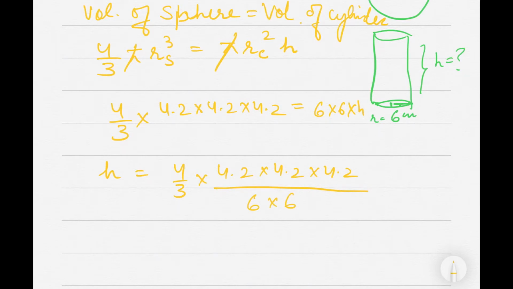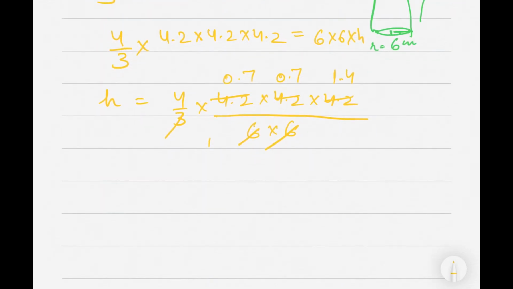Now I can say 6 0.7, this 0.7, and 3 1s are 3 and 3 4s are 12. So this is my answer. Now I have to multiply all these things and then I will know the answer, right? So 4 into 0.49 into 1.4. If I multiply 49 into 14, I'll get 6 here, and then 14 4s are 56 and 686. Okay, so this is my rough work here.